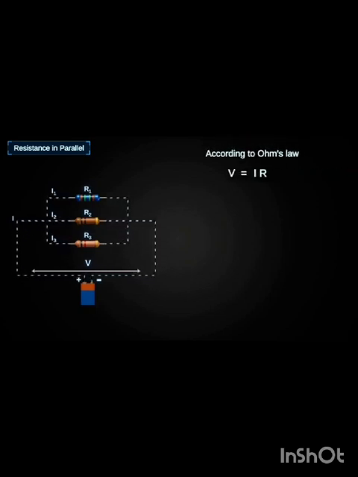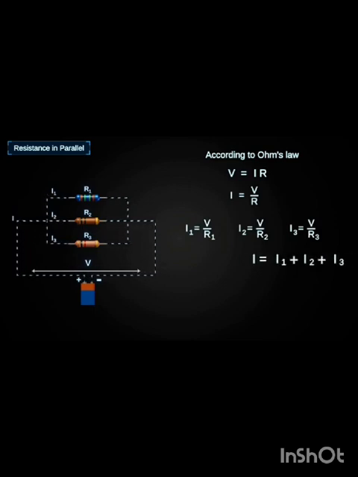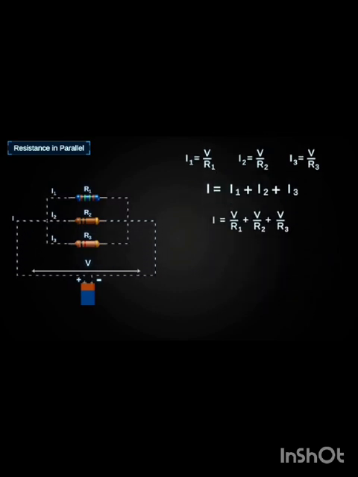Since there are three different currents across each resistor, rearranging the Ohm's law equation as I is equal to V by R. Next, we are going to calculate the value of I1, I2 and I3 by substituting the value of I. Here, the total current is equal to the sum of three different currents flowing across the resistors.